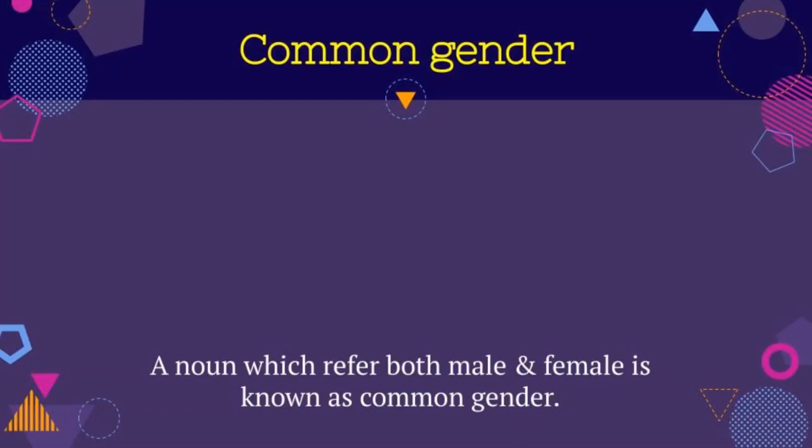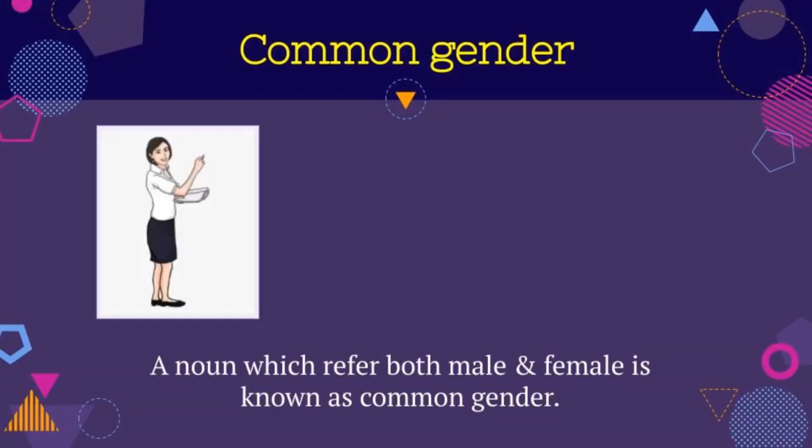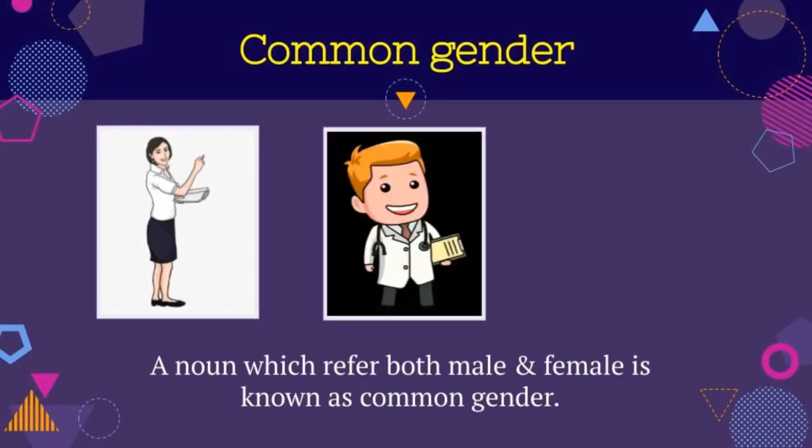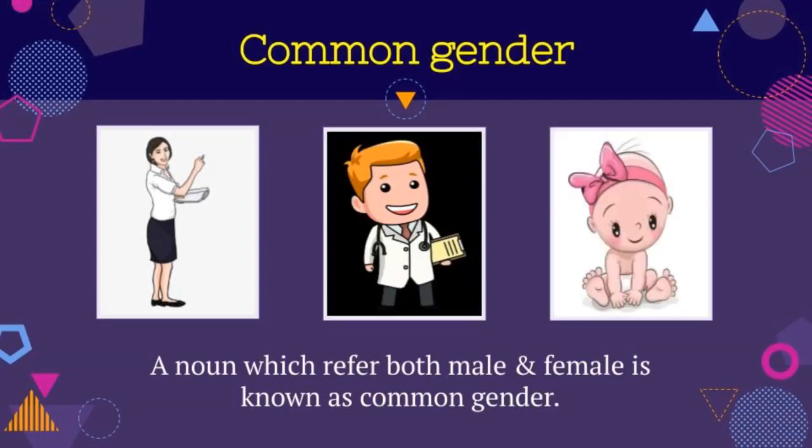Let us see some examples here. The first example is teacher. Teacher can be male or female. Let us move to the second example, doctor. Doctor can be a male or a female. And the third example is baby. Baby can be a girl baby or boy baby. These three pictures represent the common gender. It means it can be both male or female.